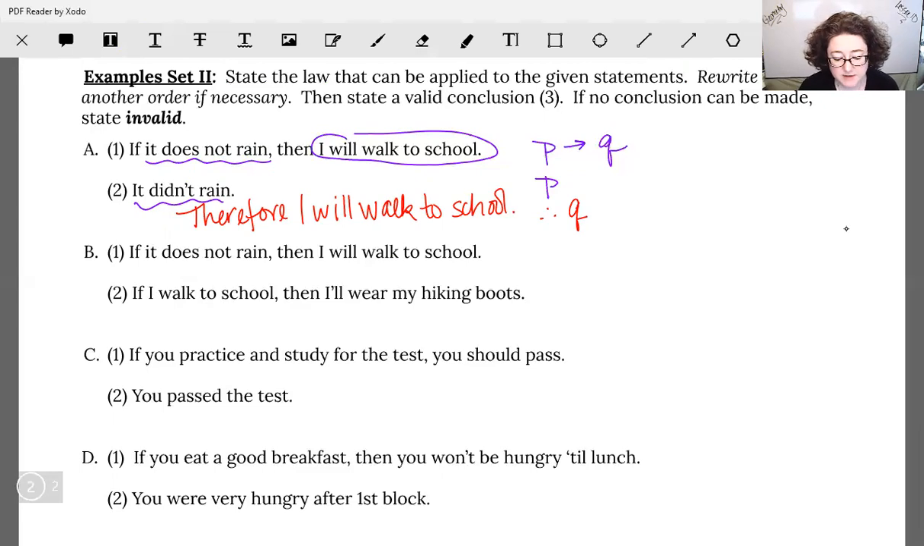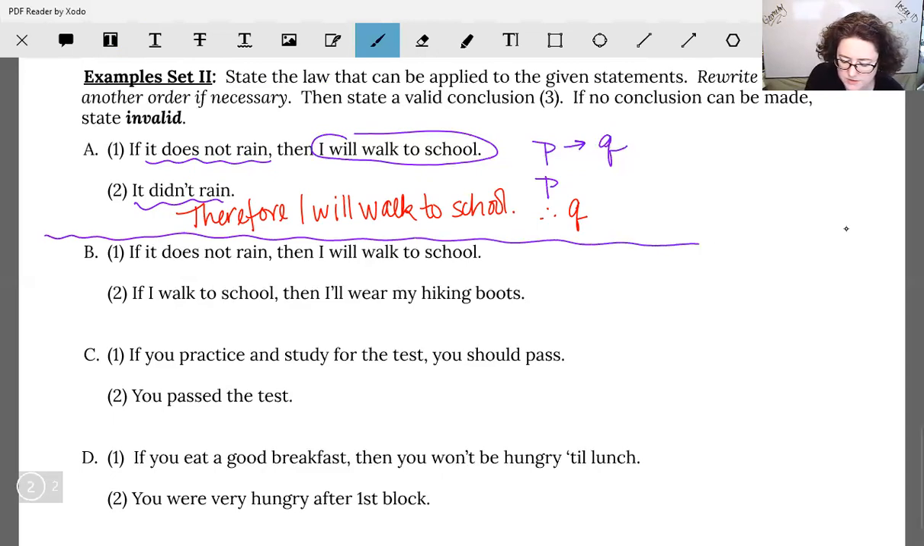Next one, if it does not rain, then I will walk to school. If I walk to school, then I'll wear my hiking boots. Now I'm noticing a repeated idea in the middle. Let's map them out. And let me put a little line through this so my work doesn't interact. If it doesn't rain, we can call that our P statement. Then I will walk to school, Q statement.